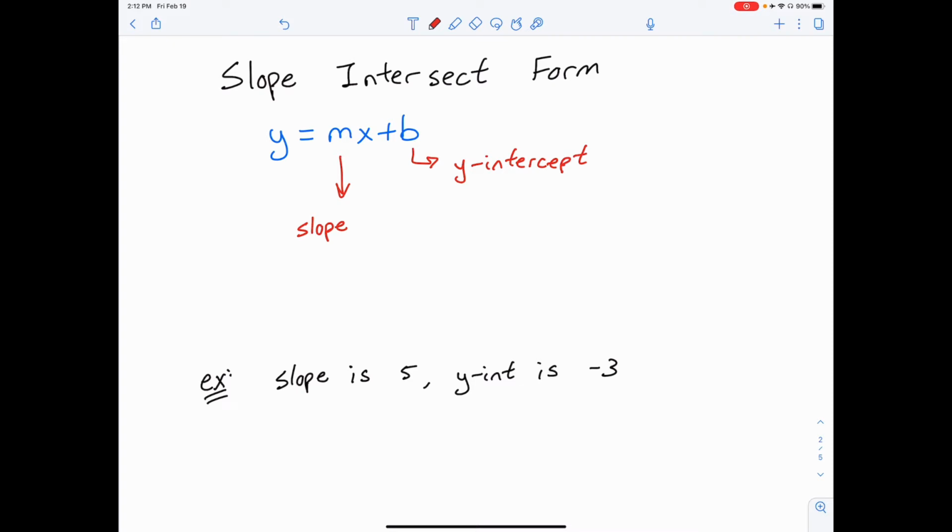So the example that we have here is, if we're given that the slope is 5 and the y-intercept is -3, we need to write down the equation that we would get from this information. Since the equation is given by mx plus b, that means m is equal to 5, since the slope is 5, and the y-intercept is -3, which means b is -3. So we just plug that into our equation, and we get y equals 5x minus 3.